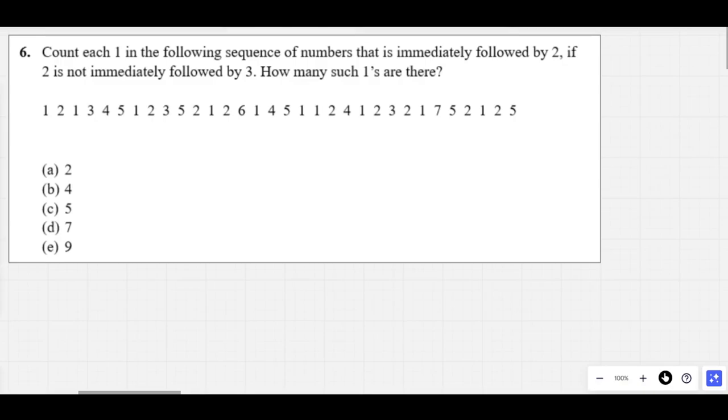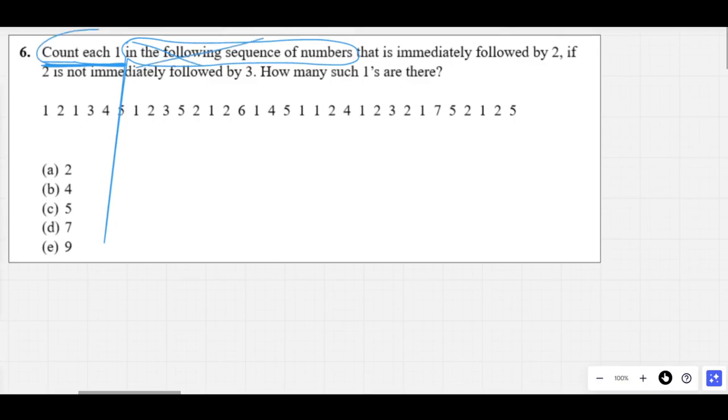As we have seen previously, all we have to do is bifurcate the sentence into small parts so that we can understand it better. For example, first we ask, what do we have to count? We have to count twos, right? No, we have to count ones. Count each one in the following sequence. Now, this is a redundant sentence. It has a meaning, of course, but we can ignore it for now.